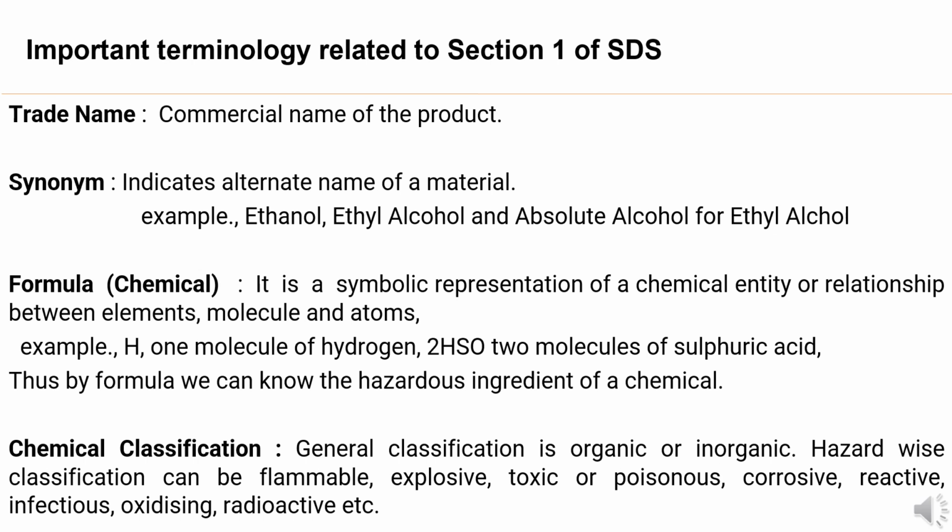Chemical formula: it is a symbolic representation of a chemical entity or the relationship between elements, molecules and atoms. Example, H2 is 1 molecule of hydrogen, H2SO4 is 1 molecule of sulfuric acid. Thus by formula we can know the hazardous ingredient of a chemical.